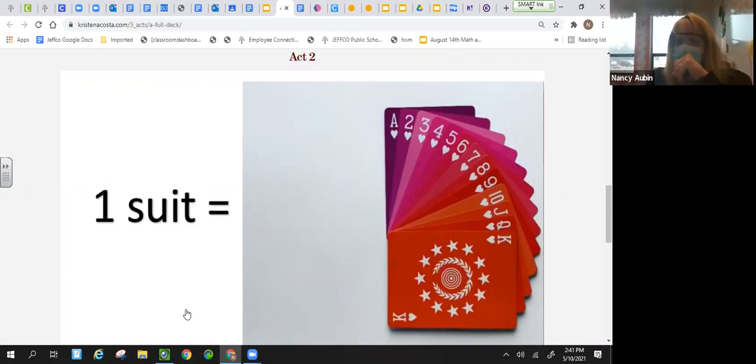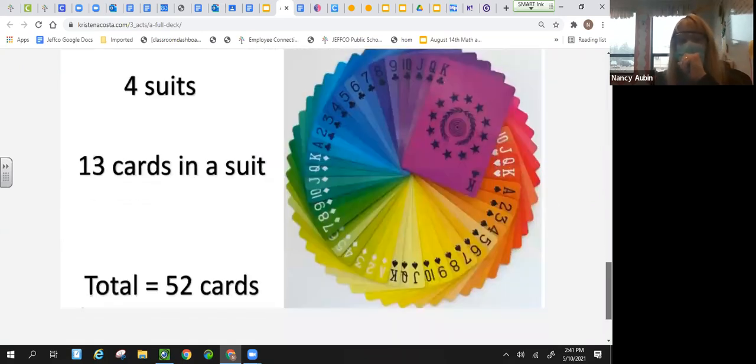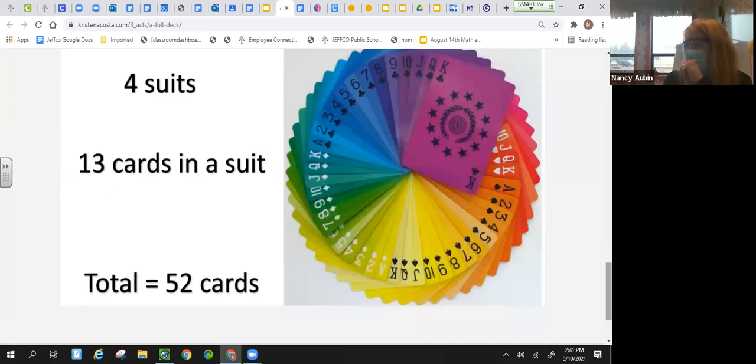52. Okay, I see something in chat blinging at me. Haley is determined that we all know that it's 52. She's thinking 52. Okay, let's check. Ready, ready, ready. 4 suits, 13 cards in a suit. Total: 52 cards. Yay. Okay, you did it. Nice job.